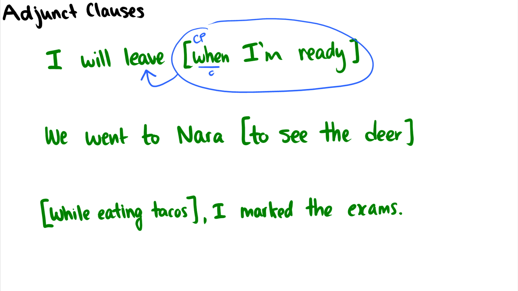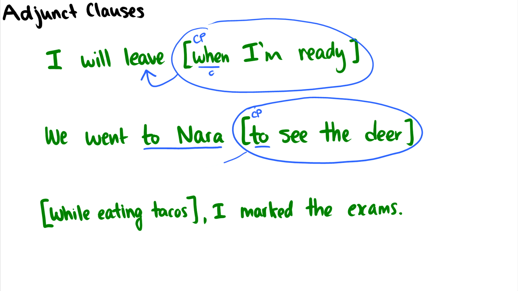Okay, we went to Nara to see the deer. To see the deer, again, this is an infinitive, but it's still a CP, it just doesn't have an overt complementizer. We went to Nara to see the deer. So to Nara is the complement of went, but to see the deer is a modifier of went. It tells us why we went somewhere. We went to Nara to see the deer. We went to see the deer. Okay.